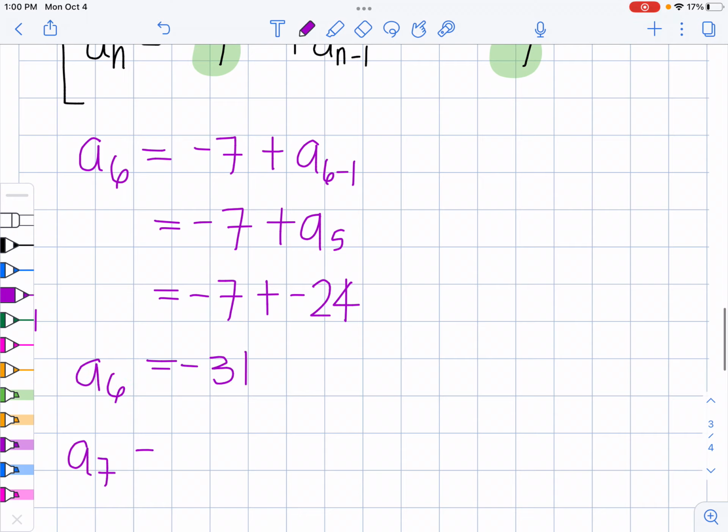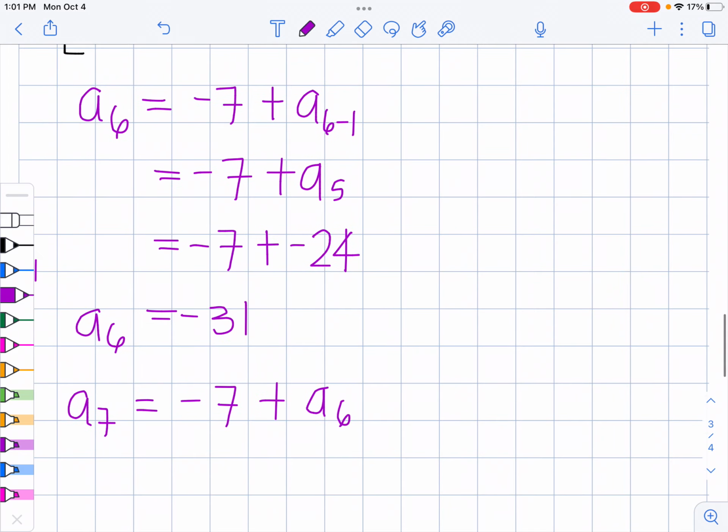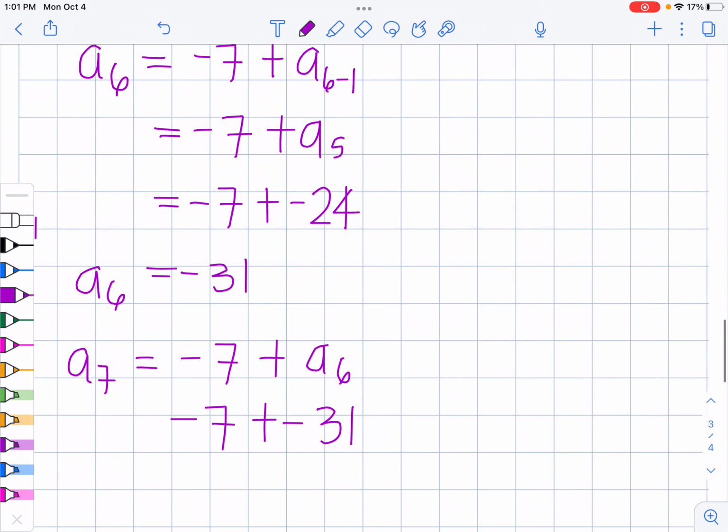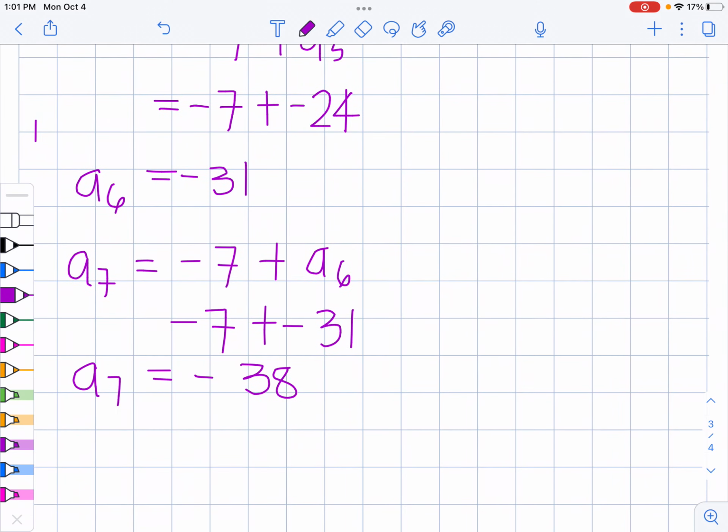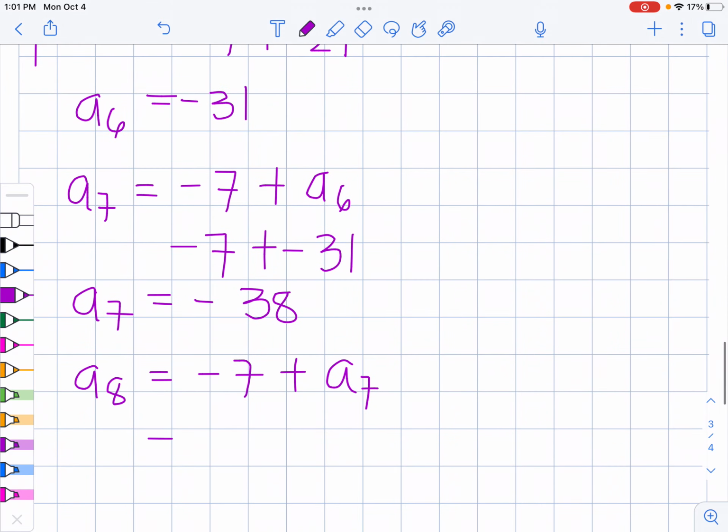My 7th term is equal to -7 plus my 6th term, which I know is -31. I add those together. This gives me negative 38. This is my 7th term. And to find my 8th term, I take negative 7 plus my 7th term, which would be negative 7 plus negative 38. Which is negative 45.